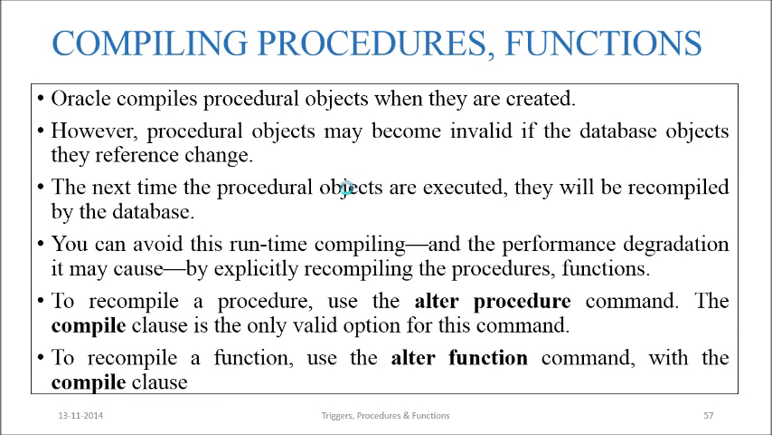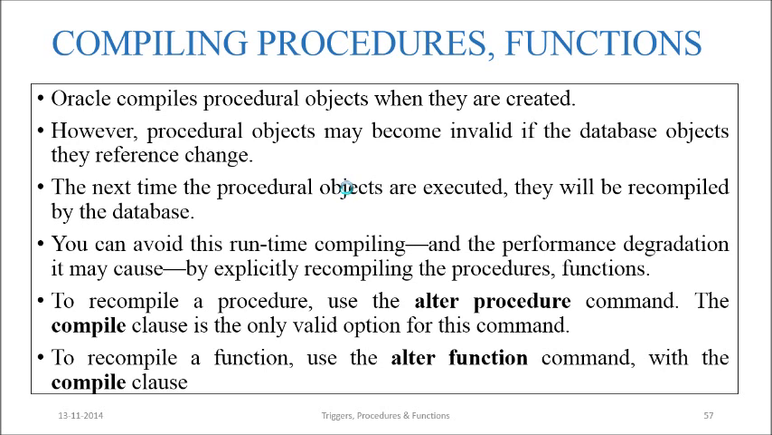Then compiling procedures and functions. Oracle compiles procedural objects when they are created. However, procedural objects may become invalid if the database objects they reference change. So the next time the procedural objects are executed, they will be recompiled by the database. To avoid this runtime compiling and the performance degradation it may cause, we can explicitly recompile the procedures and functions.